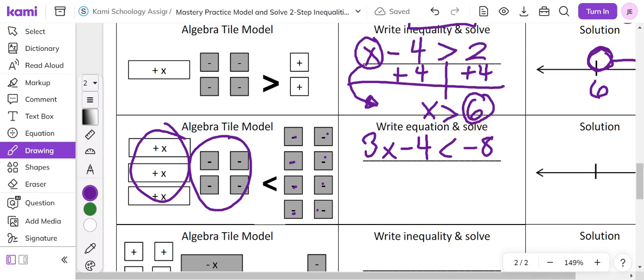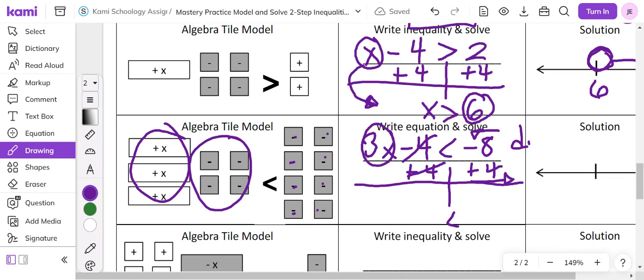All right, now we're going to circle the variable term, bring the inequality symbol down. Then we're going to add 4 to each side. And so now we are left with negative 8 and then positive 4. They're going in different directions, so we're going to find the difference. And that is going to be negative 4. So we have 3x is less than negative 4.